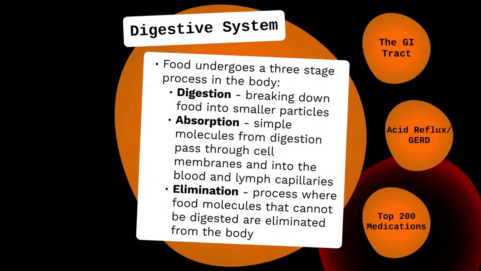Now we're going to review our digestive system. Food undergoes a three-stage process in the body, and that's digestion, absorption, and elimination. Digestion is the breaking down of food into smaller particles, with absorption being the simple molecules from digestion passing through cell membranes and into the blood and lymph capillaries. Elimination is the process where food molecules that cannot be digested are eliminated from the body.